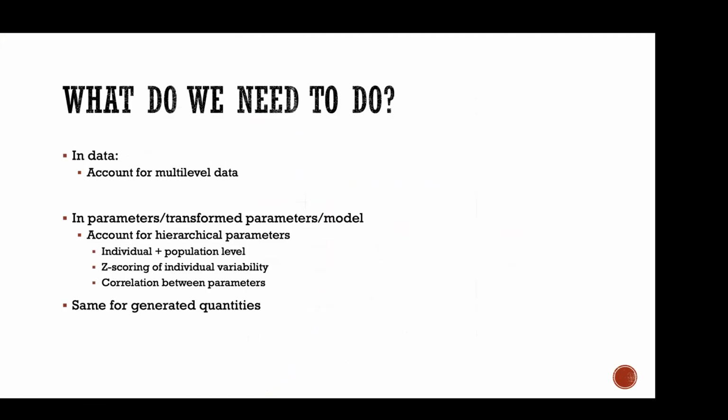Then we need to change our simulation model, and then our Stan model, so that the data section accounts for multi-level data, and the parameters, transformed parameters, and model blocks account for the hierarchical parameters, meaning there is an individual plus population level, that the individual level estimates are z-scored, because we've seen that that helps the model fit, and adding a correlation between parameters. And once we've done that in the parameters, transformed parameters, and model blocks, we need to replicate the same logic in the generated quantities.